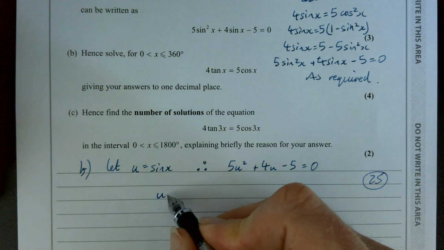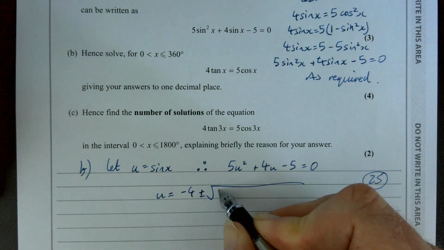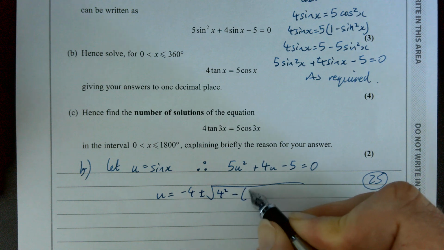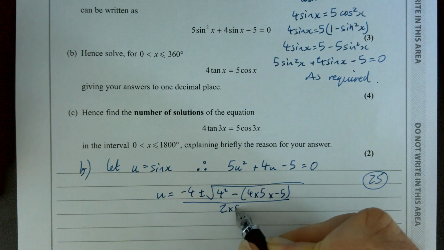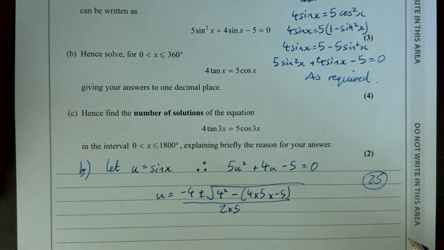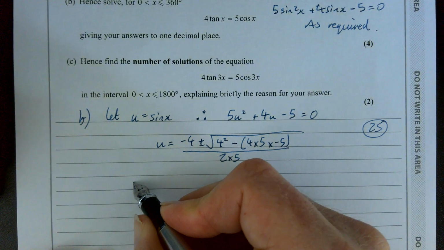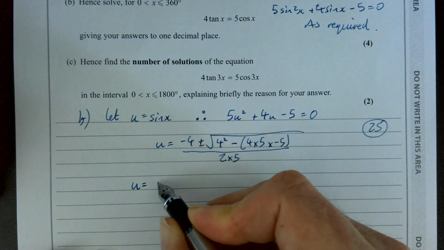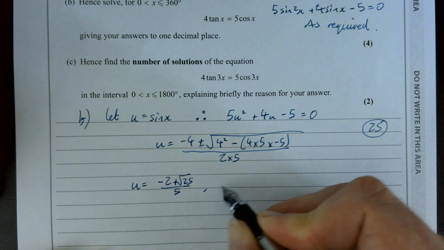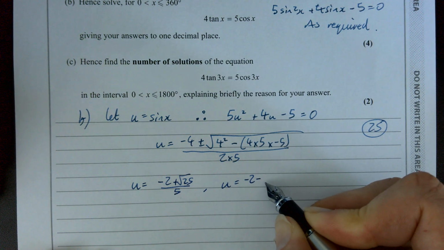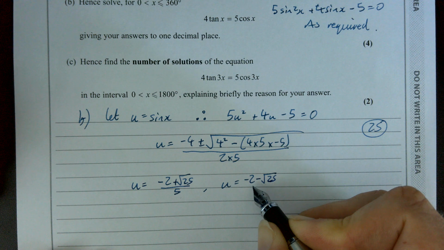So u is going to equal negative 4 plus or minus the square root of 4 squared minus 4 times 5 times negative 5, all over 2 times 5. And if you whack that into the calculator, you're going to get u equaling negative 2 plus root 25 over 5, or u equaling negative 2 take root 25 over 5.